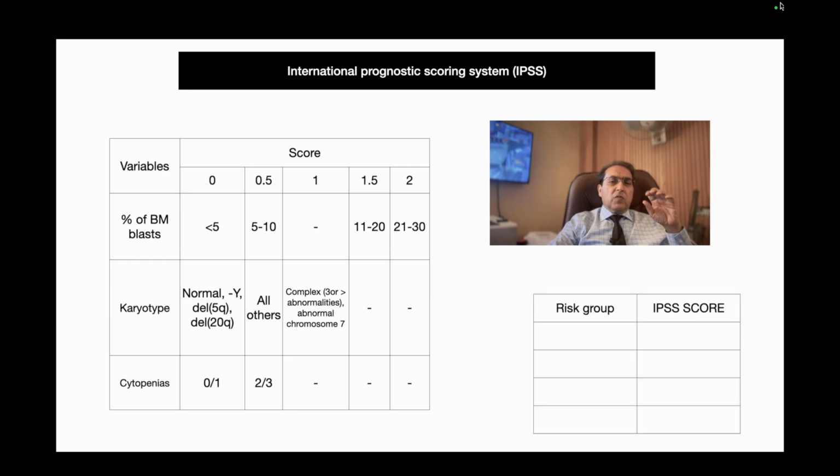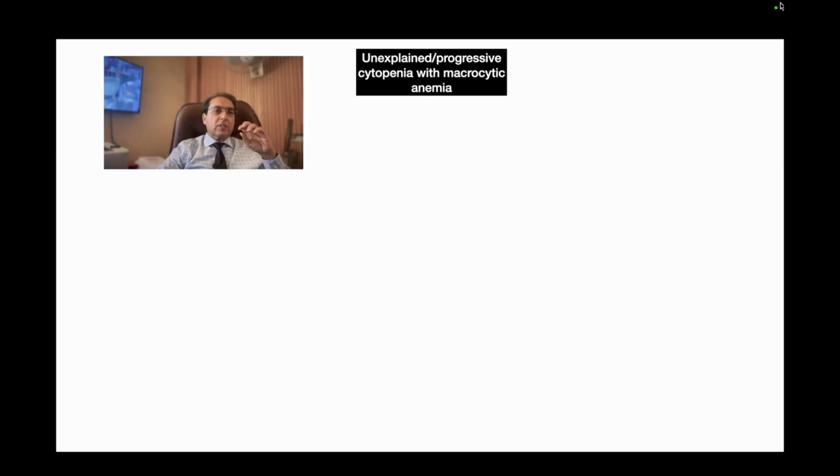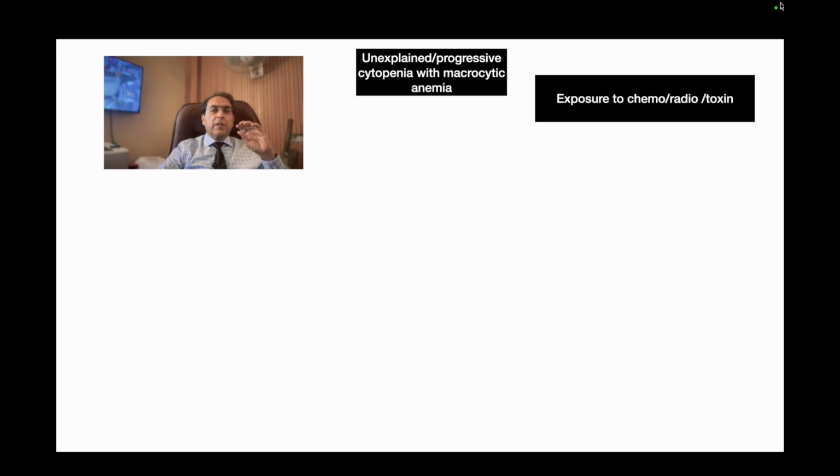Now, on the basis of this, we can have risk groups. Low risk group have 0 score, intermediate 1 have 0.5 to 1 score, intermediate 2 have 1.5 to 2 score, and the high risk patient have 2.5 to 3.5 score, on the basis of which we can design treatment of these patients. Now, if the patient comes with unexplained progressive cytopenia with macrocytic anemia, check for the exposure to chemotherapy, radiotherapy, and toxin which may be causing cytopenias.